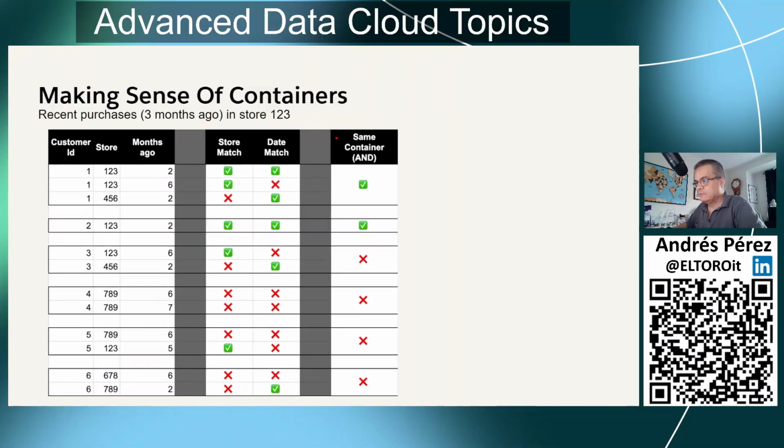What happens if I use the same container with an AND? Just like we did in one of the examples before. So when I do same container, or actually maybe you can think about this as container equals record. Container is equals to record.